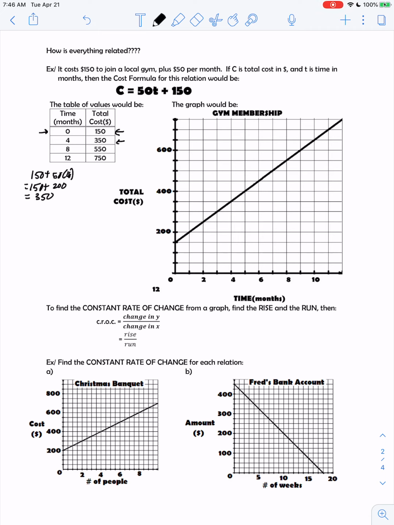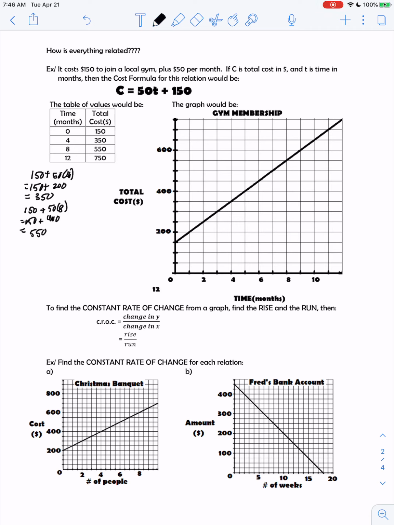And if you're going to join for 8 months, again, you've got to pay the $150 at the very beginning, plus you've got to pay $50 times 8 months. And so that's 150 plus 400, which would be $550.